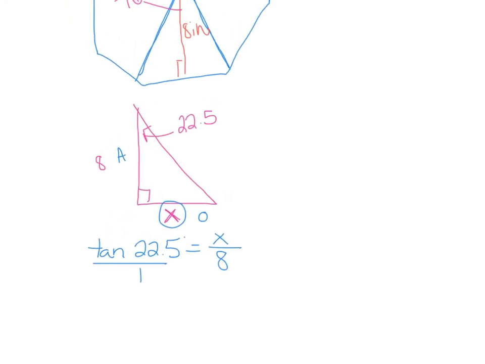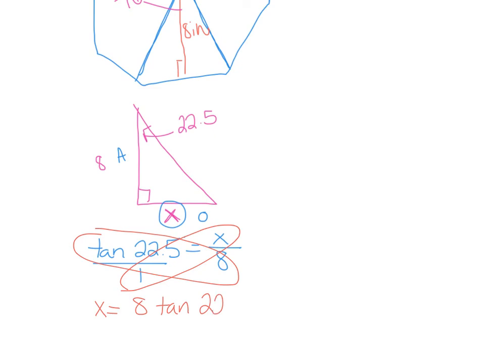That would give me x equal to, when I multiply this way, 8 times the tangent of 22.5 degrees. This is the base, the little base of the triangle. That's how long it is. It's 8 times the tangent of 22.5. Notice that's what I needed here to find the area of one little triangle.